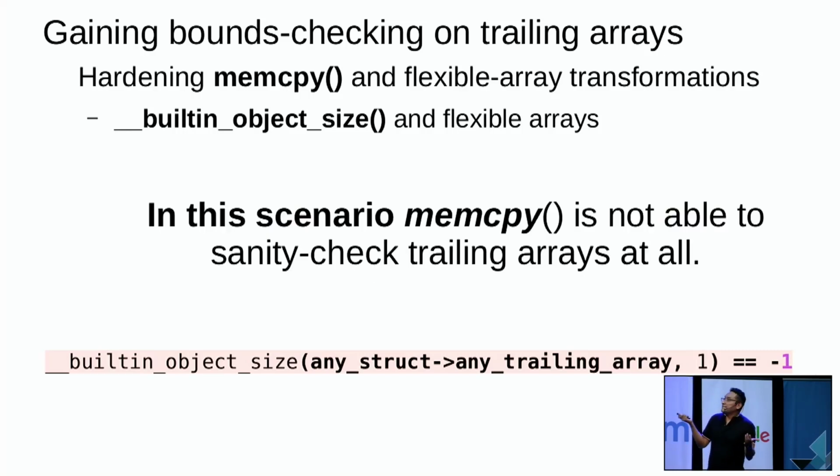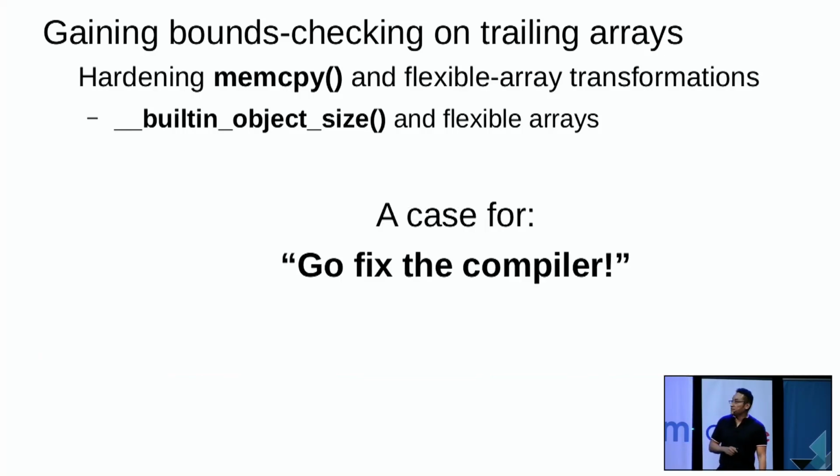So yeah, in this scenario, memcpy cannot sanity check any trailing array. So this is probably a case for "go fix the compiler." This is like a common expression in the kernel community. Together we go away sometimes.